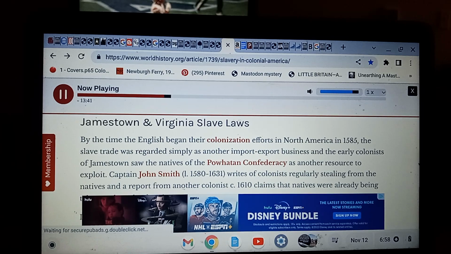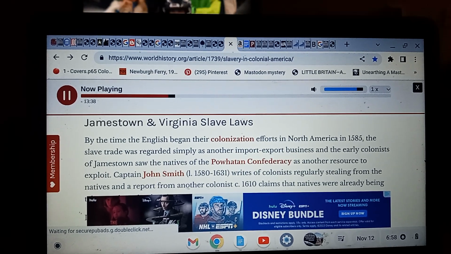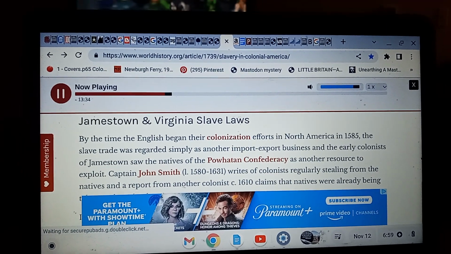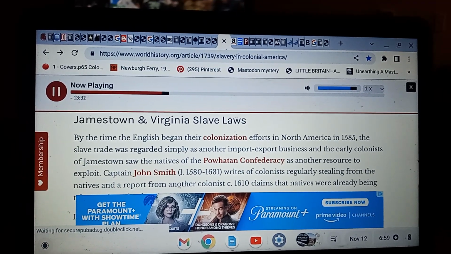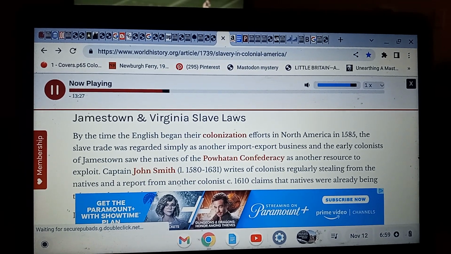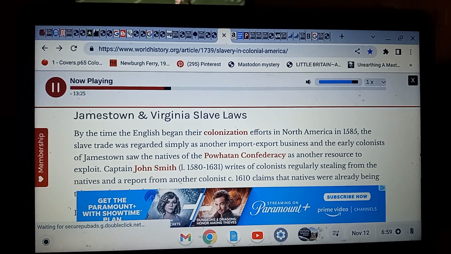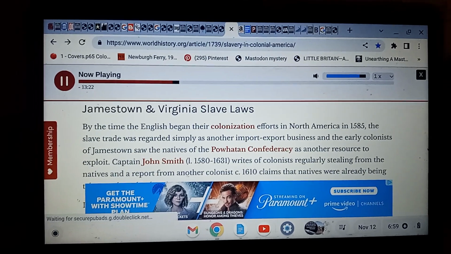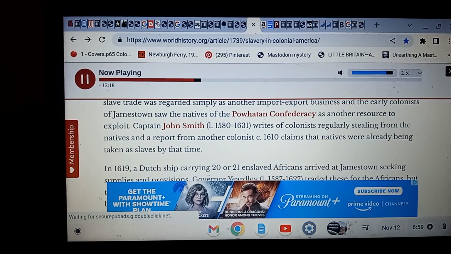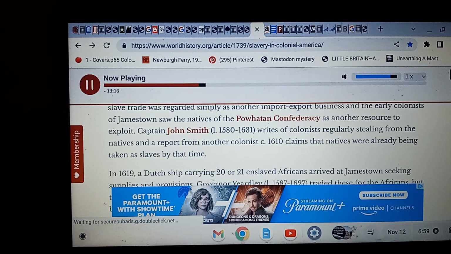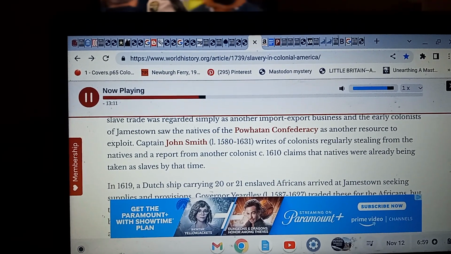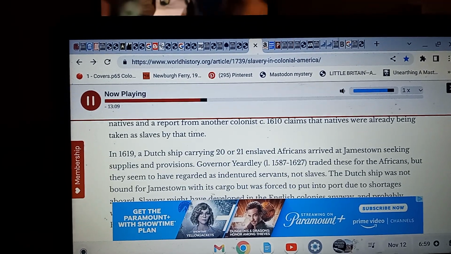By the time the English began their colonization efforts in North America in 1585, the slave trade was regarded simply as another import-export business, and the early colonists of Jamestown saw the natives of the Powhatan Confederacy as another resource to exploit. Captain John Smith, who lived 1580 to 1631, writes of colonists regularly stealing from the natives, and a report from another colonist circa 1610 claims that natives were already being taken as slaves by that time.